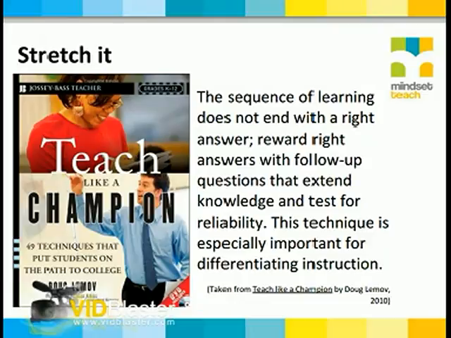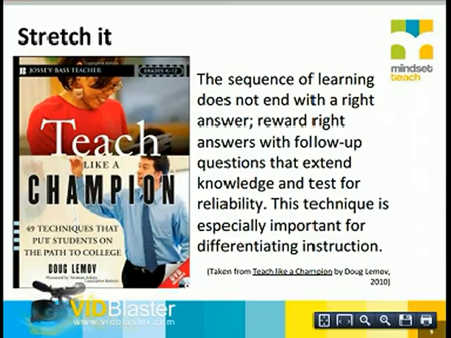Okay, now one last thing is once again taken from the book Teach Like a Champion by Doug Lemov. And this time the actionable step is "stretch it." Now, 2 weeks ago we had the step "no opt-out," which said every child who's asked a question in class must give an answer, and it must preferably be the right answer.